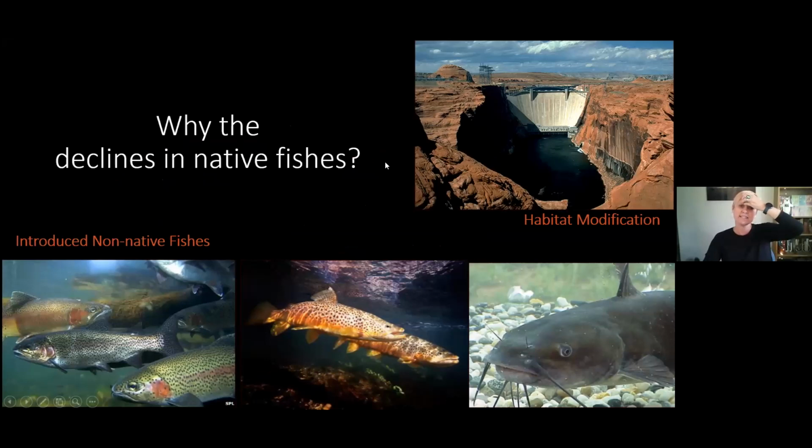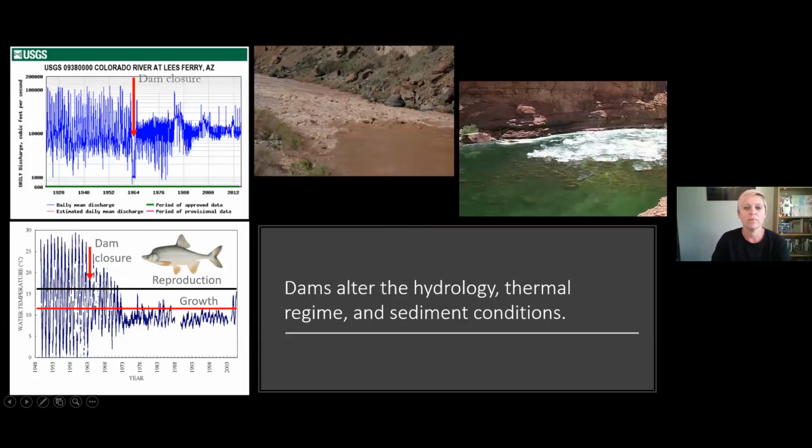So why have we seen this decline in native fishes? We've got habitat modification taking place and introduced non-native fishes, including rainbow trout, brown trout, and channel catfish. In terms of the habitat modification, I think we're all familiar with the fact that dams alter the hydrology, thermal regime, and sediment conditions in a system.